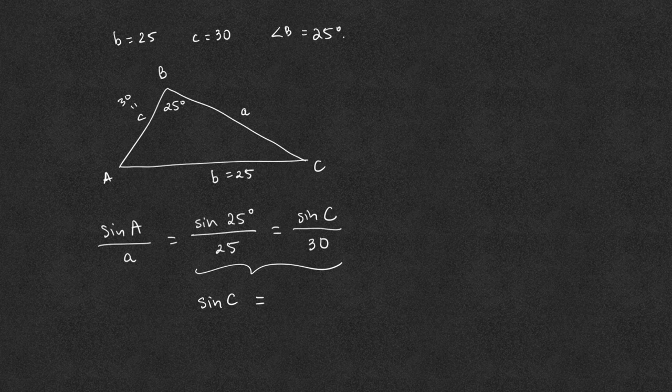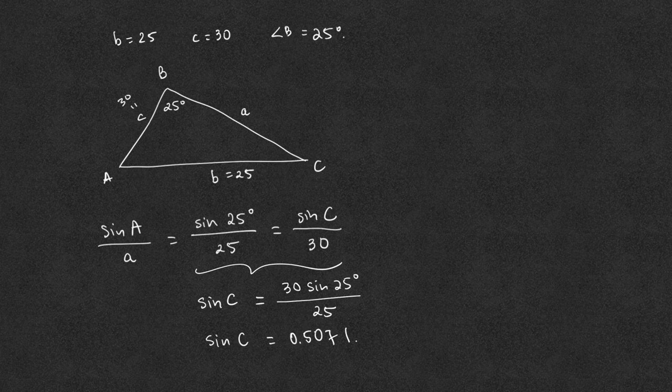Cross multiply to get 30 times sine of 25 degrees over 25. This 25 and this 25, they do not cancel out. We then put this in a calculator and evaluate what this sine of C is. The calculator will give us 0.5071. It is a good idea to round it to 4 decimal places in the intermediate step.